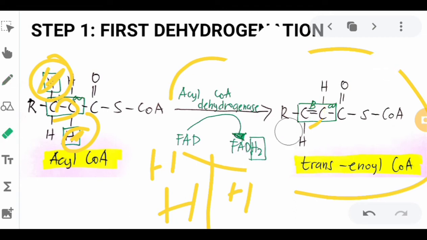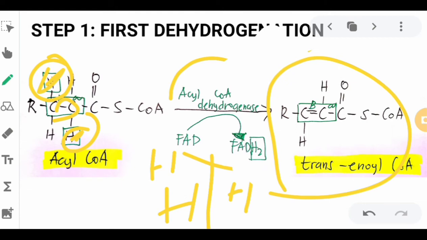So how do you know that this is a beta and alpha? The designation of alpha and beta depends on the location of the carbon in the functional group. Here in this case, we have a carbonyl functional group. This is the carbonyl. And the carbon next to that, from right to left, is the alpha. And the second carbon is the beta. So you have here now the trans-enoyl-CoA. Okay. That is the designation for the positioning of the carbon in trans.